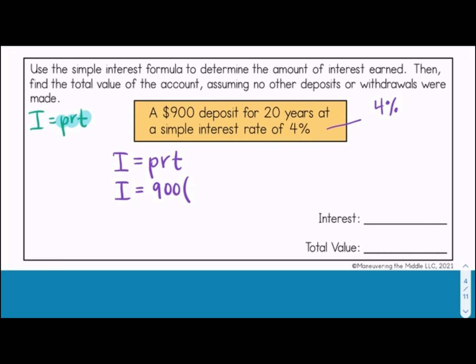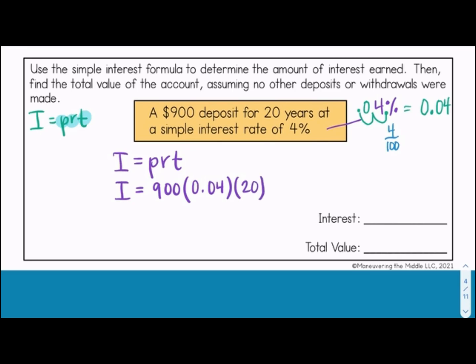My decimal is hidden behind my whole number, and to make a percent into a decimal, I'm going to move my decimal 2 places to the left and fill in a placeholder. So this is equal to 4 hundredths. If you forgot how to do that, you could remember that percent means out of 100. So 4 out of 100, 4 hundredths. We're going to take that number, go back to our formula, and plug that in for R. And then T stands for time in years, and I see in the problem it says 20 years. So I can use the number 20.